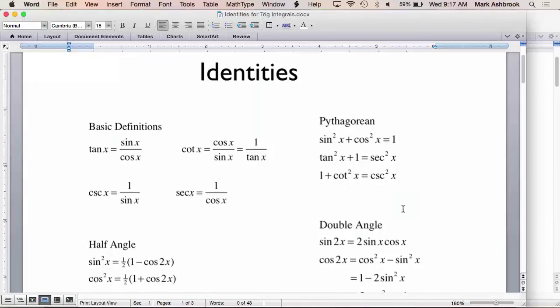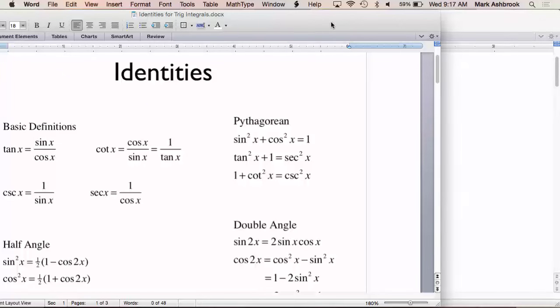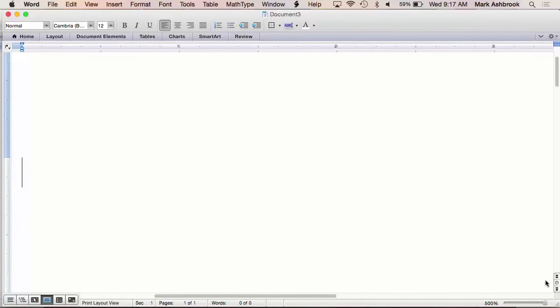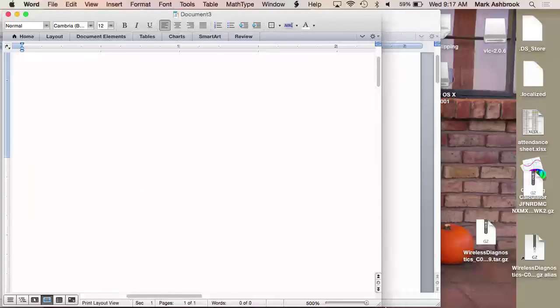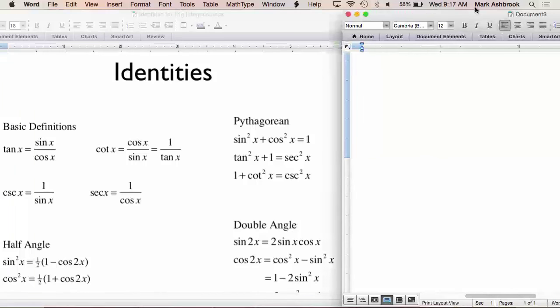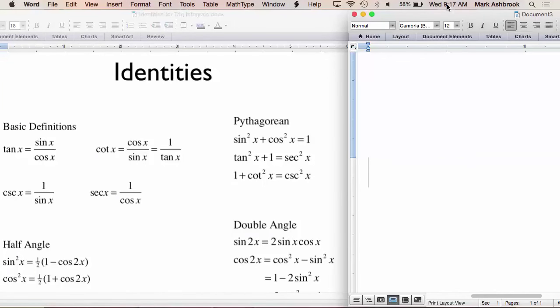The next thing we're going to look at is what we call trig integrals. Okay? Integrals that involve trig functions. So this is all trig functions.